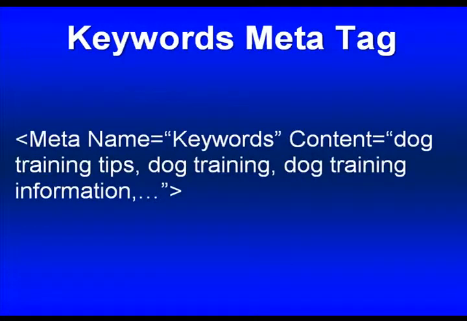Keywords meta tag. This is also another chance for us to tell the search engines the keywords that are important in this page. Oftentimes, if you're trying to rank for a keyword phrase, you certainly want to make sure that you put them in here. The coding, again, is just meta name equals keywords, content equals dog training tips, dog training information, and whatever else is relevant.